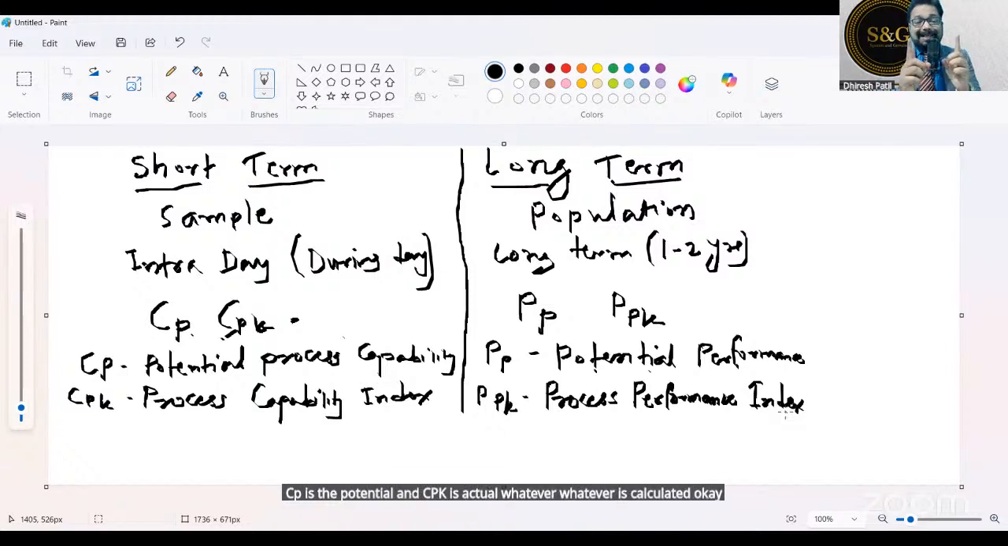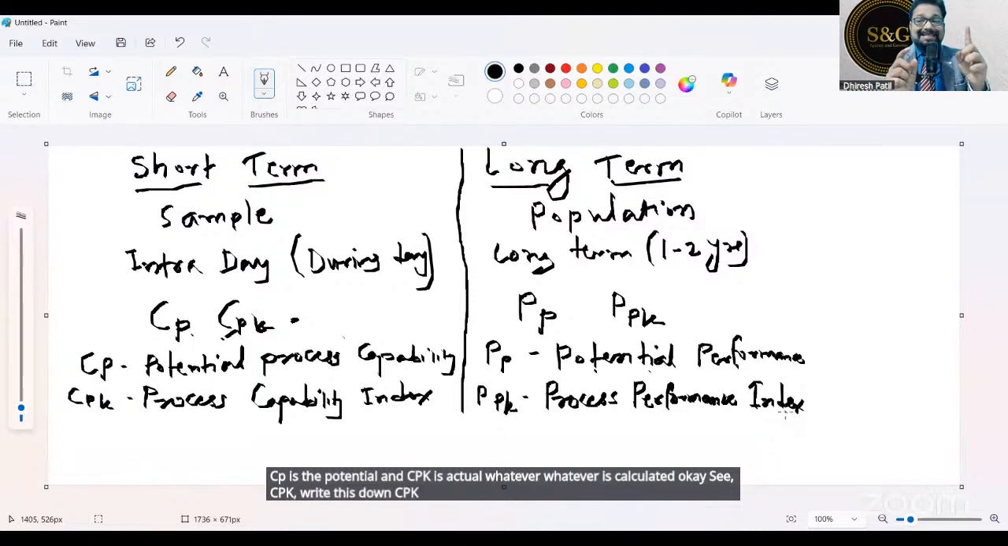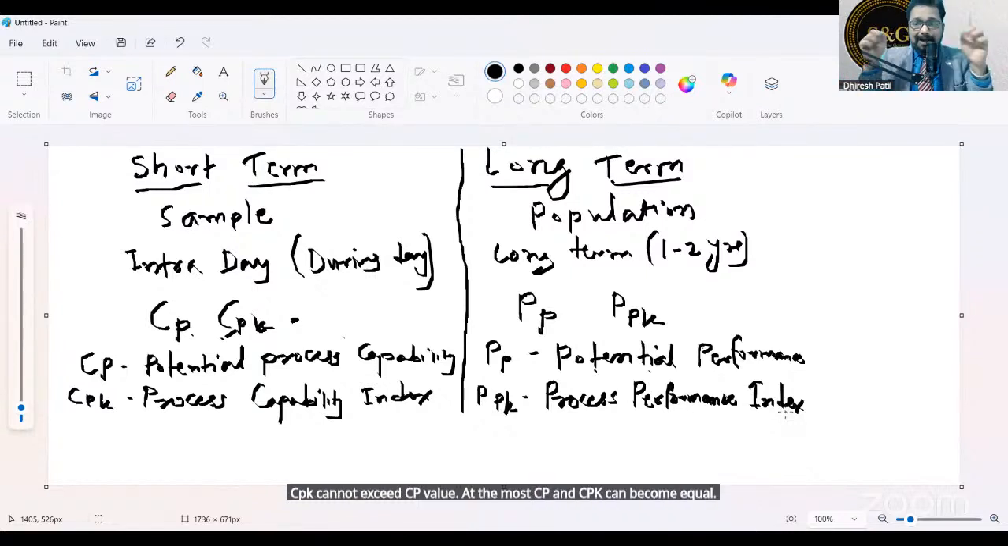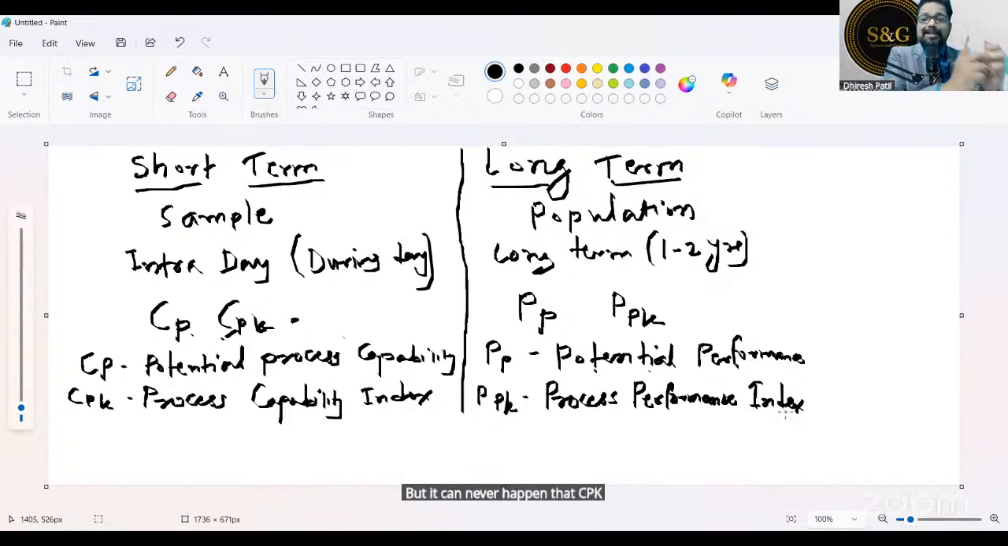See, CPK, write this down. CPK cannot exceed CP value. Write this down. CPK cannot exceed the CP value. At the most, CP and CPK can become equal. But it can never happen that CPK exceeds the value of CP. Because CP is the highest potential you have right now.